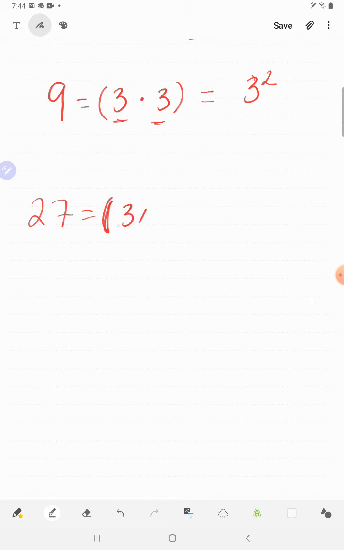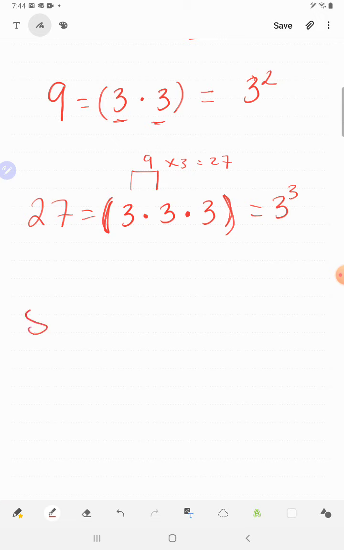I know 3 times 3 is 9. If I take another 3 and multiply that, 9 times another 3 will give me that 27. All right. So in this case, I got 3 to the third, because it will take the base being multiplied 3 times to get to 27.